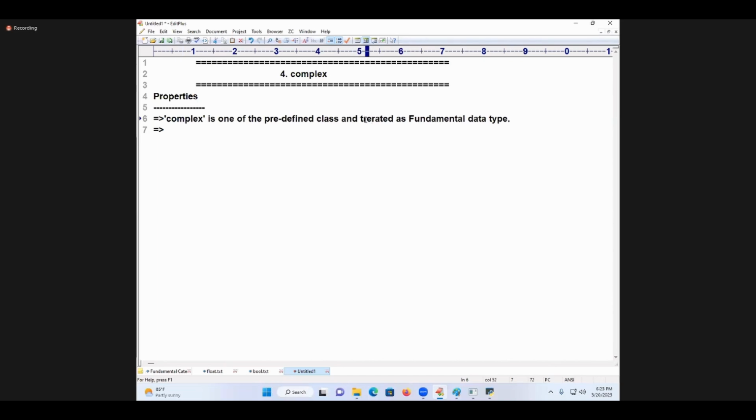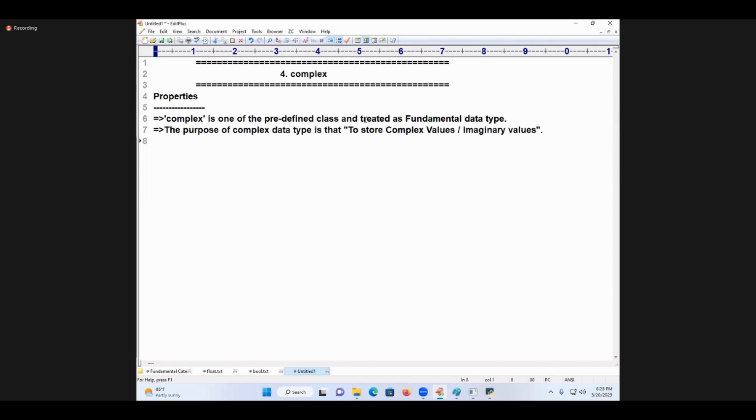Treated as a fundamental data type. Now I'm writing the purpose of the complex data type: to store complex values. They are also known as imaginary values, right? So that is the purpose of it.